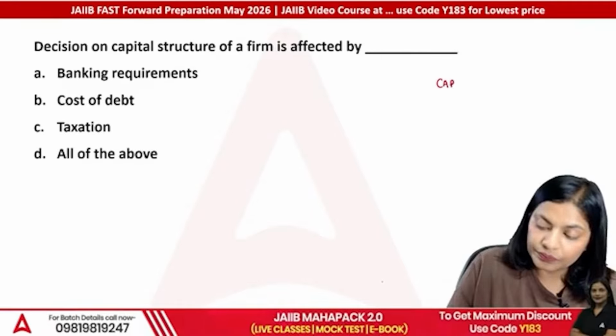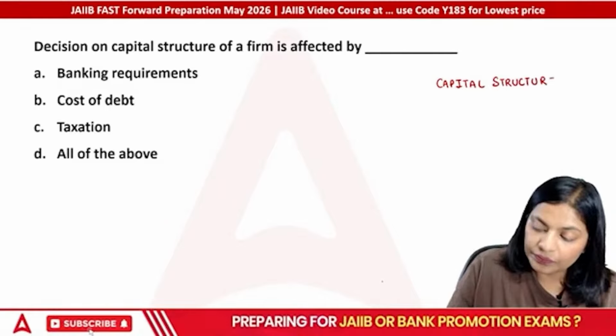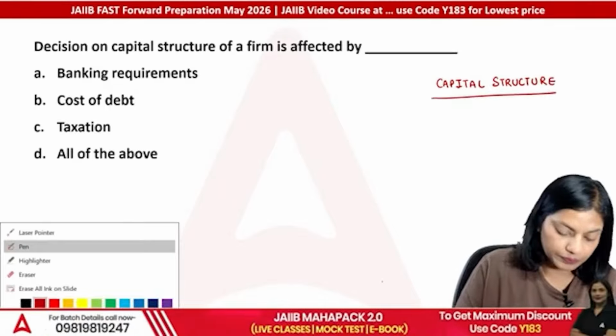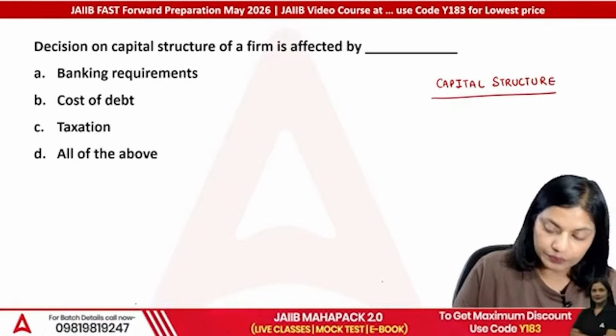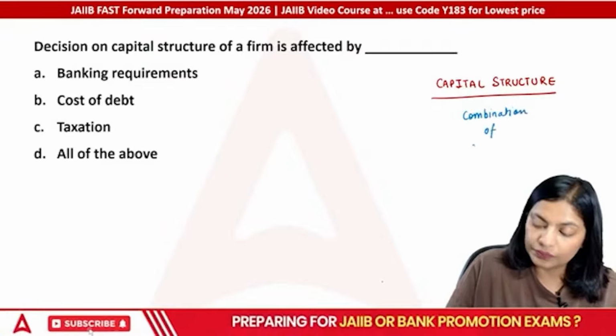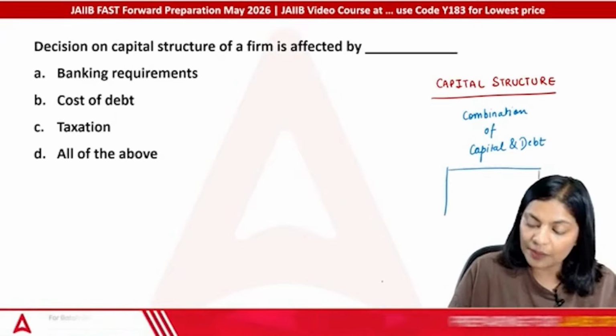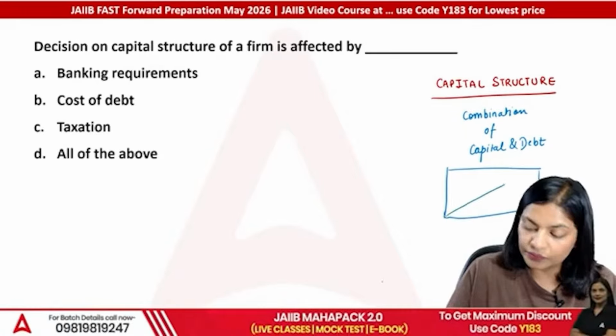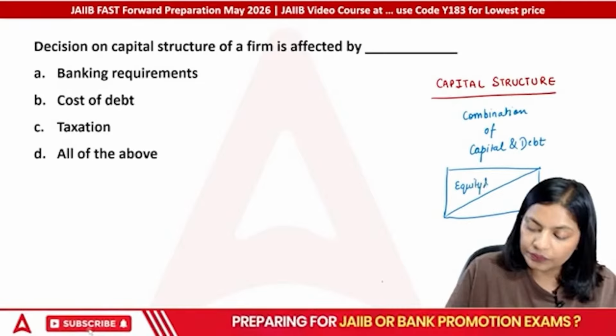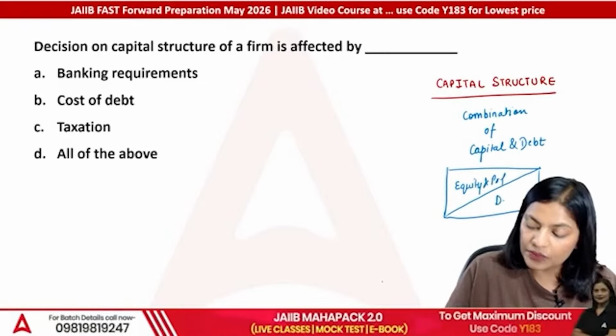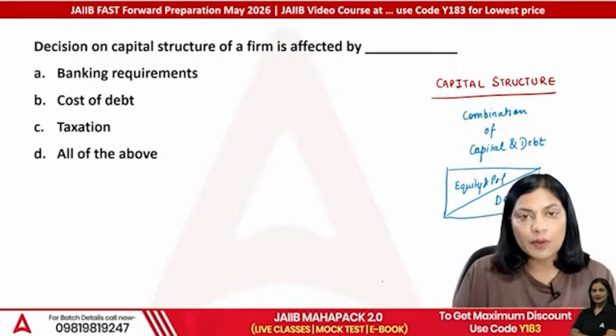What do we mean by the term capital structure? Capital structure is a combination of equity and debt. Capital structure is made up of two things. It is made of equity and preference shares, and it is made up of debt.